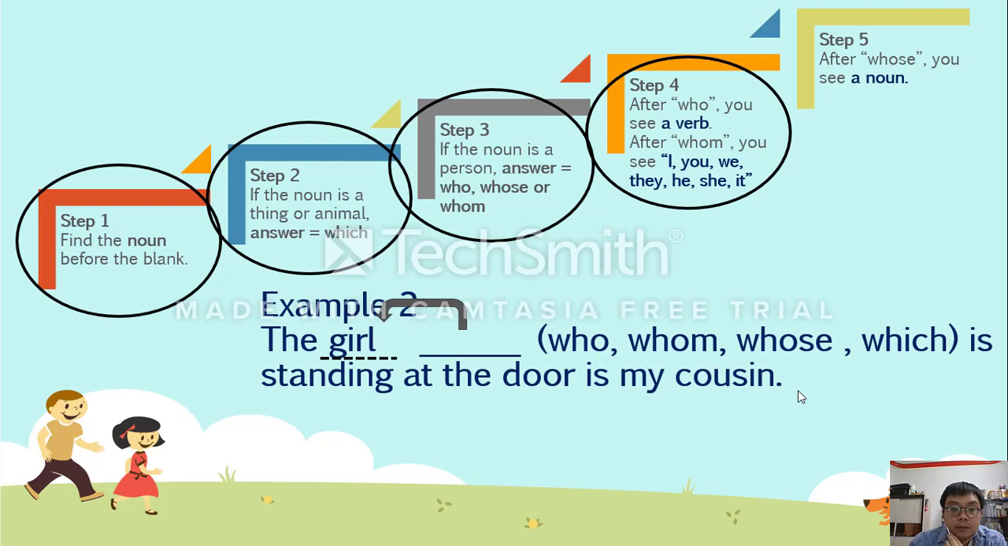Now, the girl is a person, but I don't know which one, who or whom. I don't know which one to use. So I look at the word after the blank. So here we find the word after the blank. Is. Okay. This is a verb. So you look at step 4. After who you see a verb. So because you see a verb after blank, answer must be who.